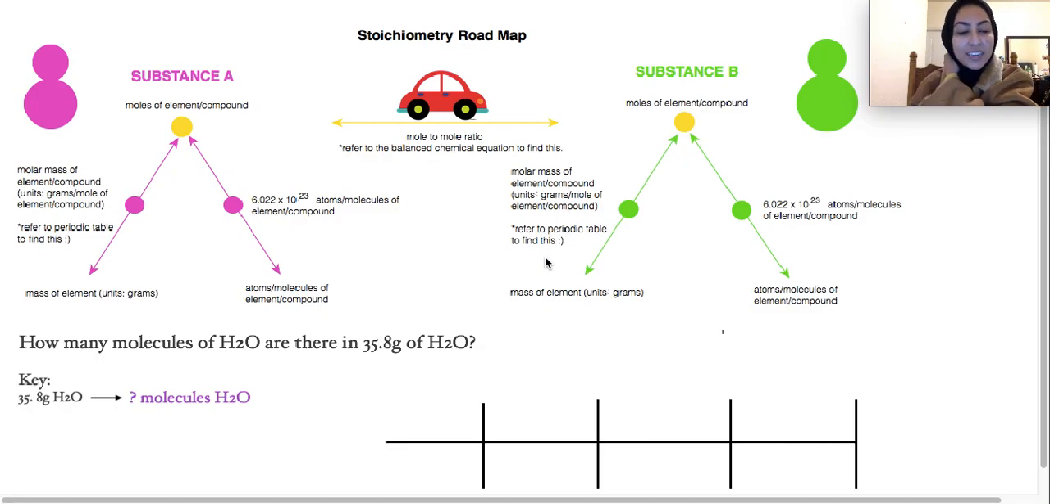Everyone, it's me, Mona. So I decided to put together a stoichiometry roadmap for you guys. I know some of you are still struggling with stoichiometry, so I hope this tactic will really help you finally start to understand it, and it'll be that click that you need to solve problems on your own.